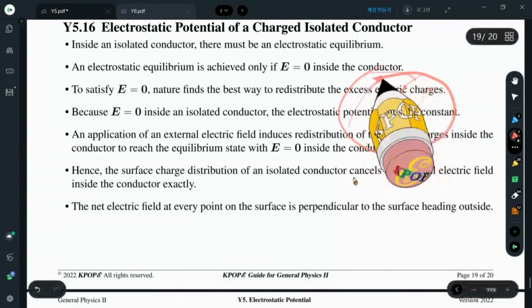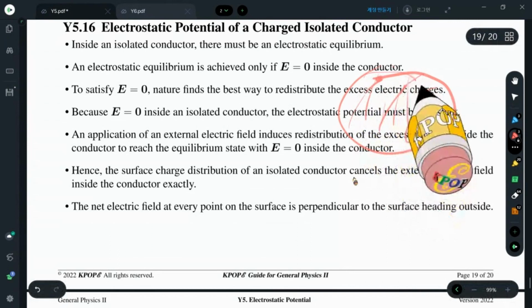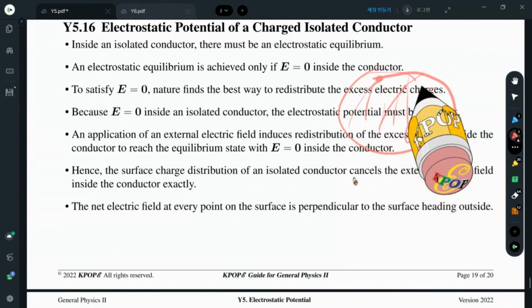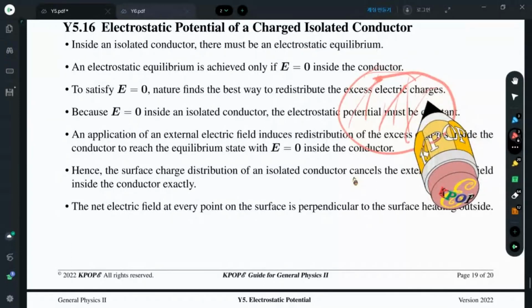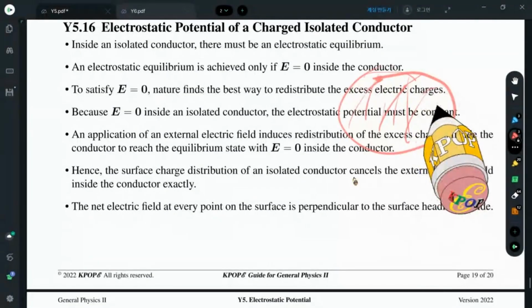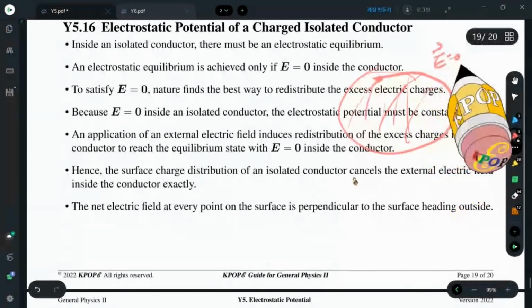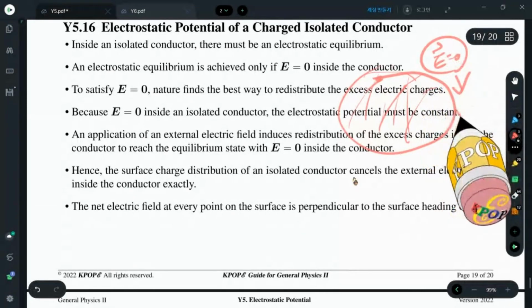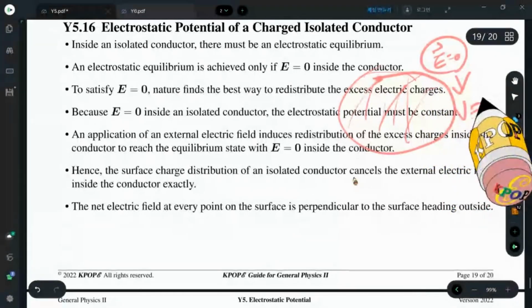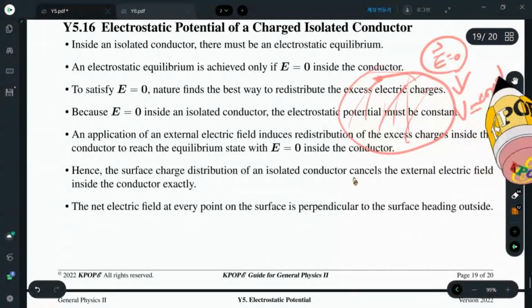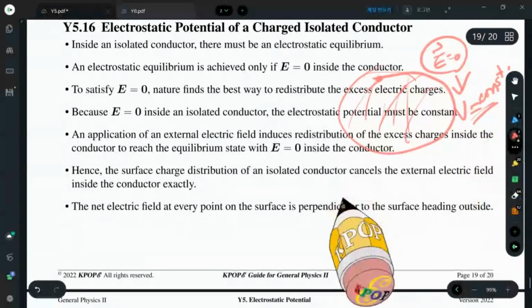So inside the conductor, if it is in equilibrium, you have to assume the electric field inside the conductor is vanishing. If E equals 0, then directly you will find the potential is constant. That's the point.